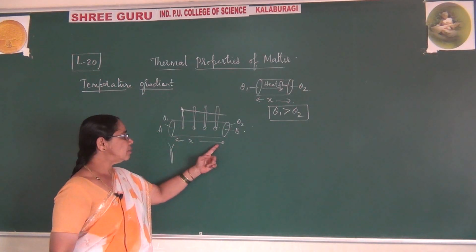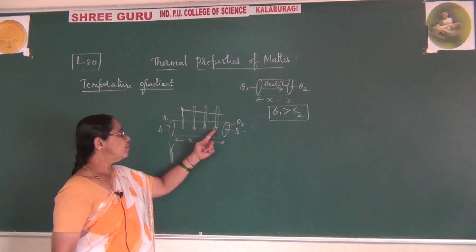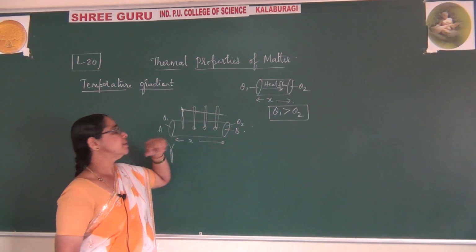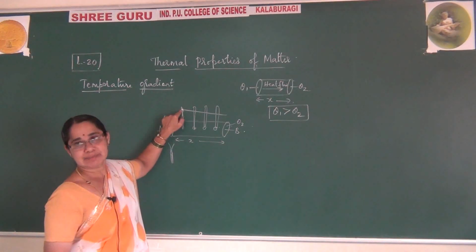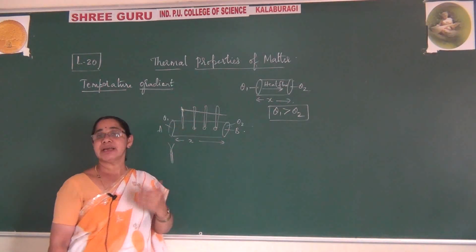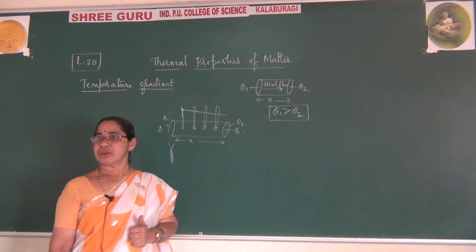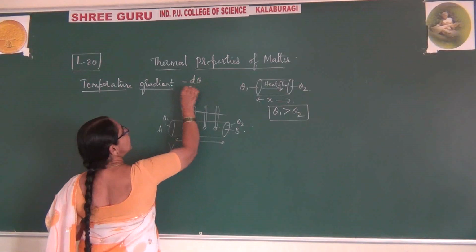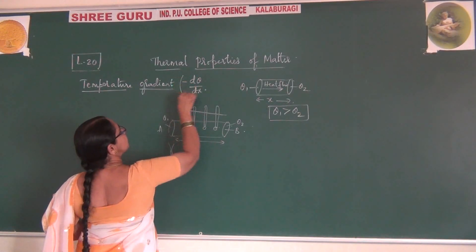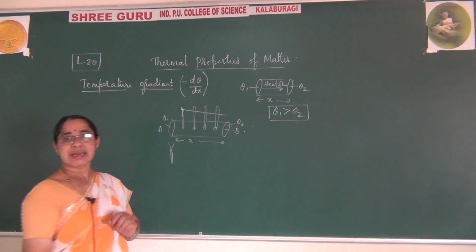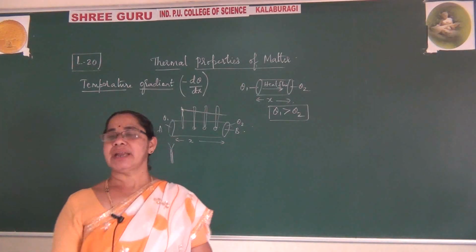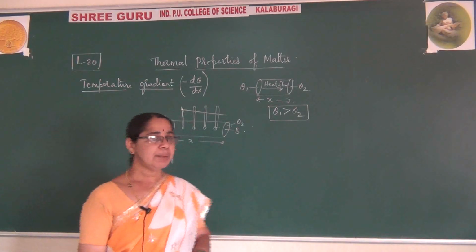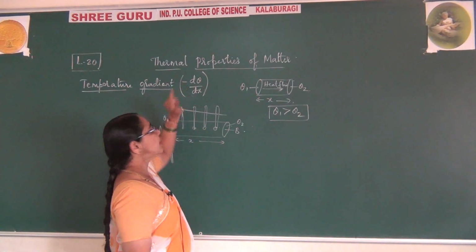As you observe from the A end, at the end position the temperature decreases, it goes on decreasing, but here the temperature is maximum. So as the distance increases, temperature decreases. For this, the temperature gradient is represented by d theta by dx. The symbol d theta is a small change in temperature with respect to a small change in distance, but at the same time it is represented with a negative sign.